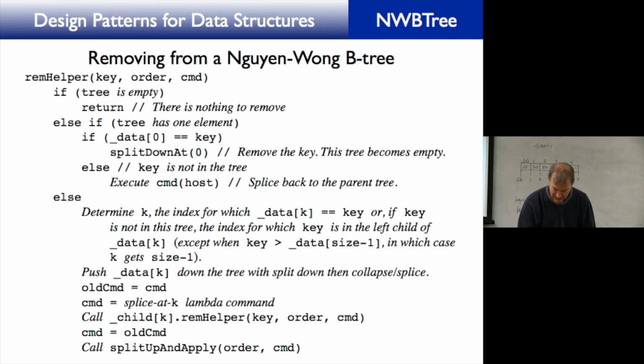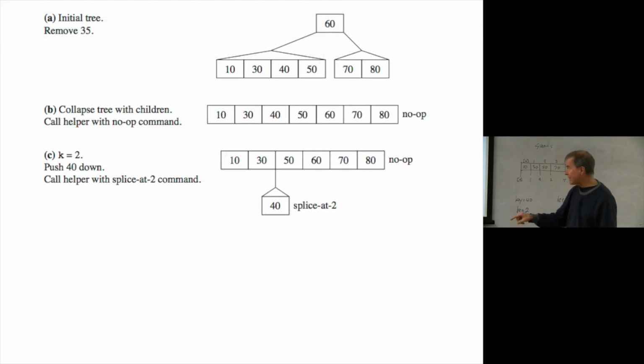If the tree is empty, the helper itself, if the tree is empty, is it empty? No. Else if tree has one element. Does it have one element? Yes. If data sub 0 equals its key, does data sub 0 equal the key? No. So it says else what? Key is on the tree. So what does it do? Execute what? Splice at 2. Command host. But what is command? Splice at 2. So it executes splice at 2 of the host.